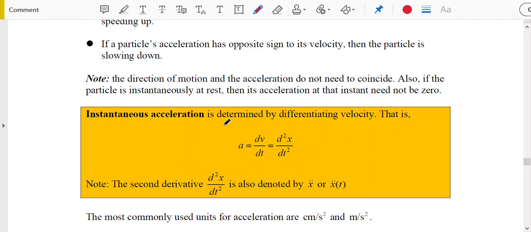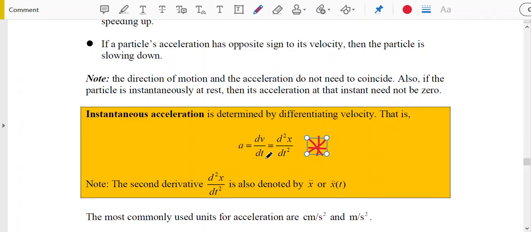And so here is our formula for acceleration. Okay, so I'm putting a star next to the formulas that you're going to be using, the takeaways that you really need to know. So acceleration is the average rate of change of velocity. So it's a equals dv dt.